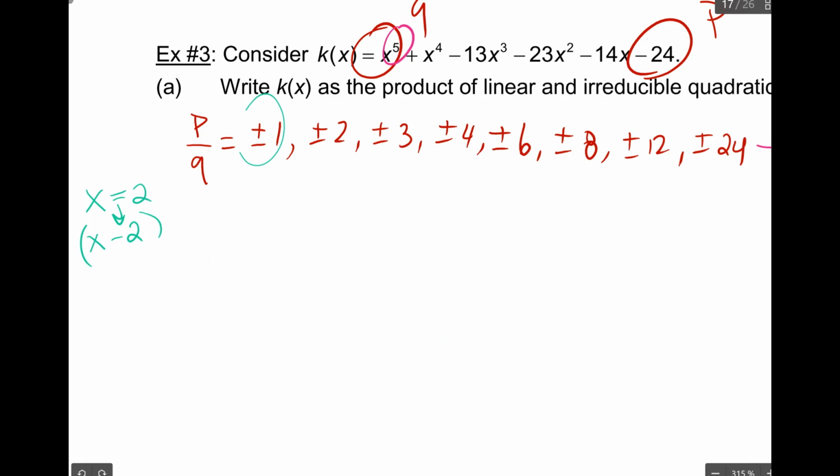So what if I check for negative 2? Literally, we just have to do synthetic division until we have 0 remainder. That's our whole goal. Okay, so I'm going to check negative 2. Plug in.